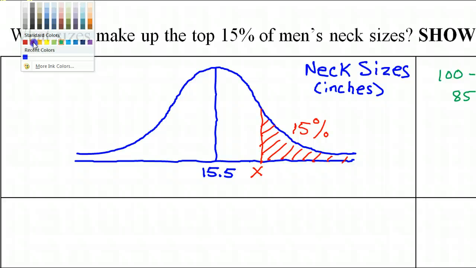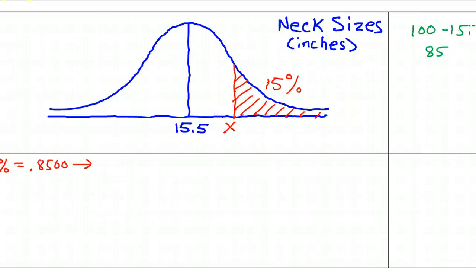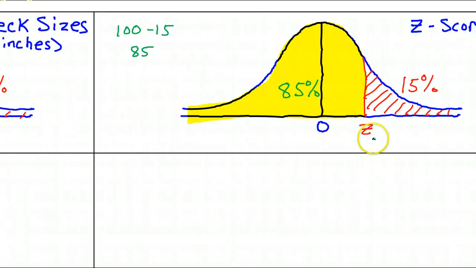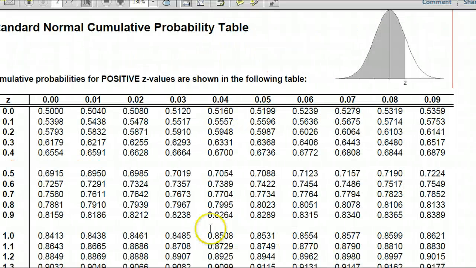So let's do that. Starting off with our 85%, which equals 0.8500. Let's look at the chart and see how close we can get. Now this is over here on the right, so I'm definitely going to be looking at a positive number. So when I look at this chart, make sure you're on the positive side. Now remember, we're looking for 85%, that's 0.8500.